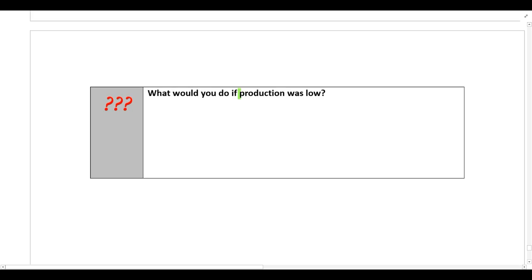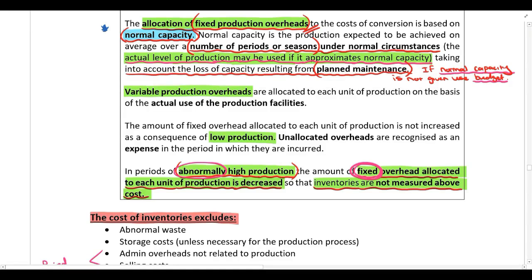What should you do if production is low? Again, go back to the extract from IAS 2. The amount of fixed overhead allocated to each unit of production is not increased as a consequence of low production. Any unallocated overheads will be recognized as an expense in the period in which they are incurred. So in other words, if production is low, you do nothing.